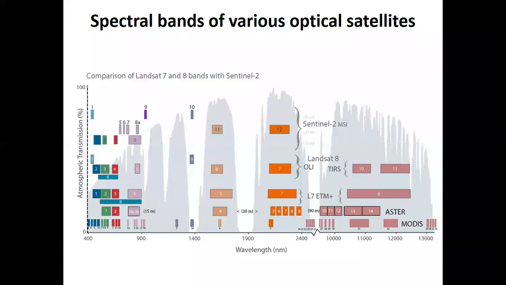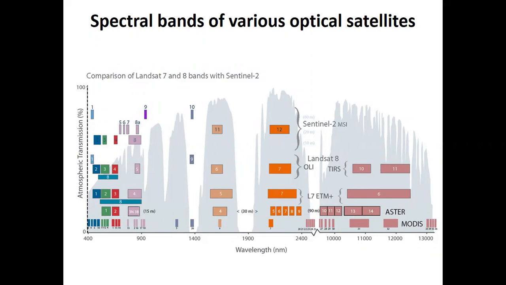We have already seen this image last time, and we could see, for example, that Sentinel has maybe higher spectral resolution in visible and near infrared, but in general it has approximately the same number of spectral bands as Landsat 8. But Landsat 7 and Landsat 5 have fewer spectral bands.